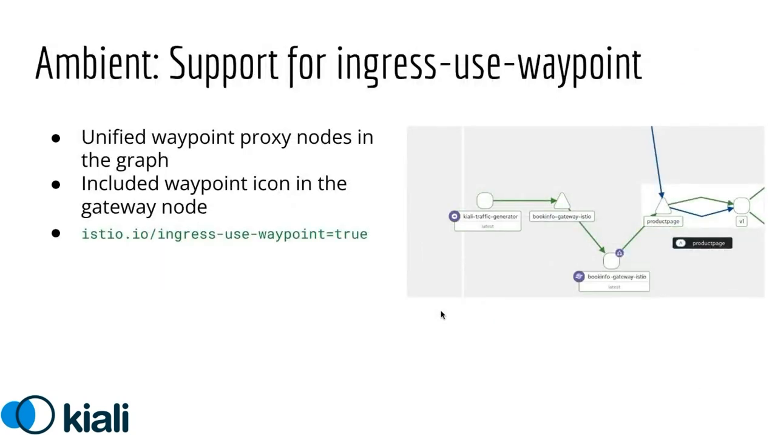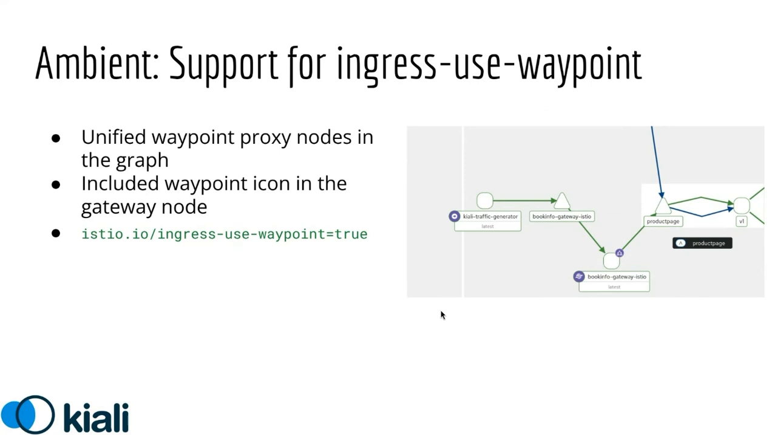But don't go anywhere because Josune is up again to talk about an ambient improvement. Yes, this is another enhancement. In this case, it is for ambient, and it's for a label that we can use in any of our ambient services. For example, when we create this istio.io/ingress-use-waypoint equals true on any of our services, the traffic that goes to this service is going to be redirected from the gateway to the waypoint proxy directly.